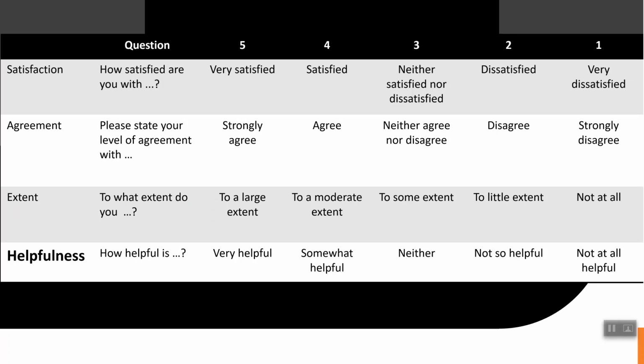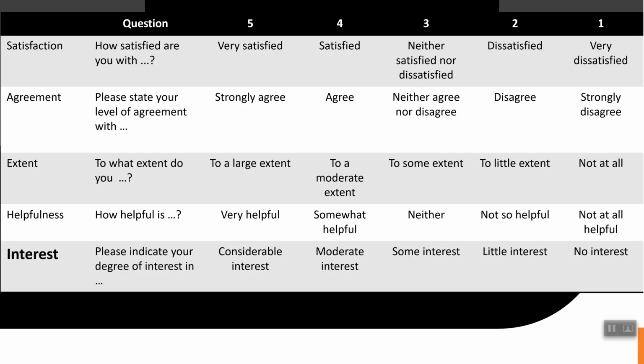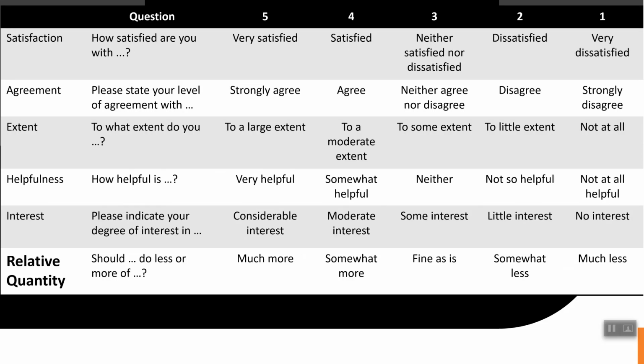Helpfulness. How helpful would they find information on energy savings or water savings or other sustainable topics? This is a good one to include. How interested are you in sustainability or in reducing your impact? Relative quantity. Would you like to see less or more of something, a certain topic or type of activity, like workshops or interviews or games?